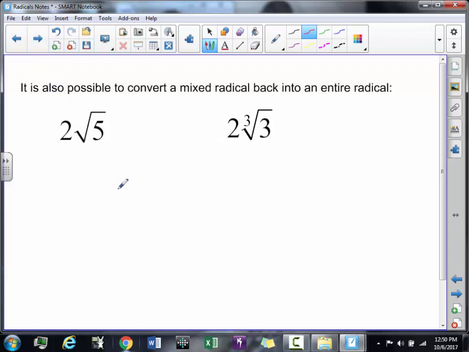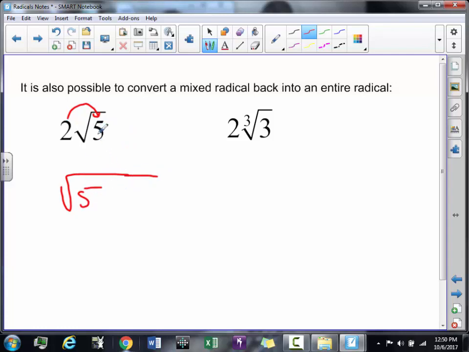Shoot, I should do this, though. I shouldn't skip here. We can also go backwards. Going backwards means that you take this coefficient and you put it back under the square root sign, only as a squared number. Like, here's how you do this one. You'd still have your 5 there.